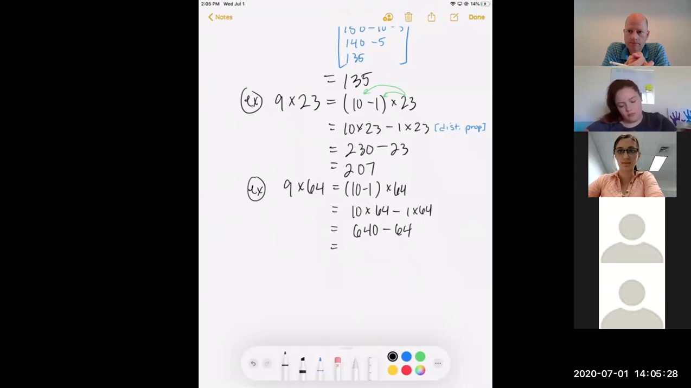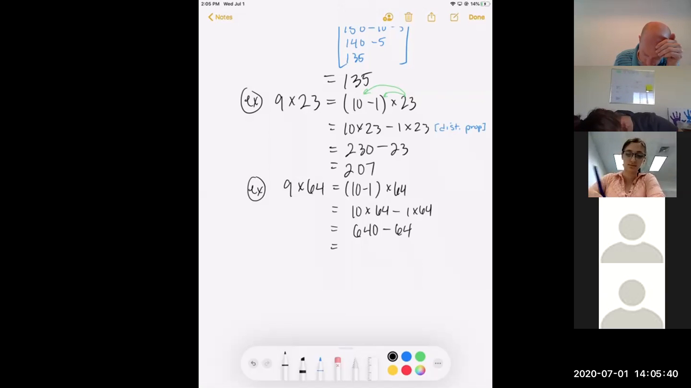So I broke it up into 40, 20, and 4. And I did 640 minus 40, which brings you to 600. And then I subtracted the 20, which brought me to 580. And then I subtracted the 4, which brought you to 576.